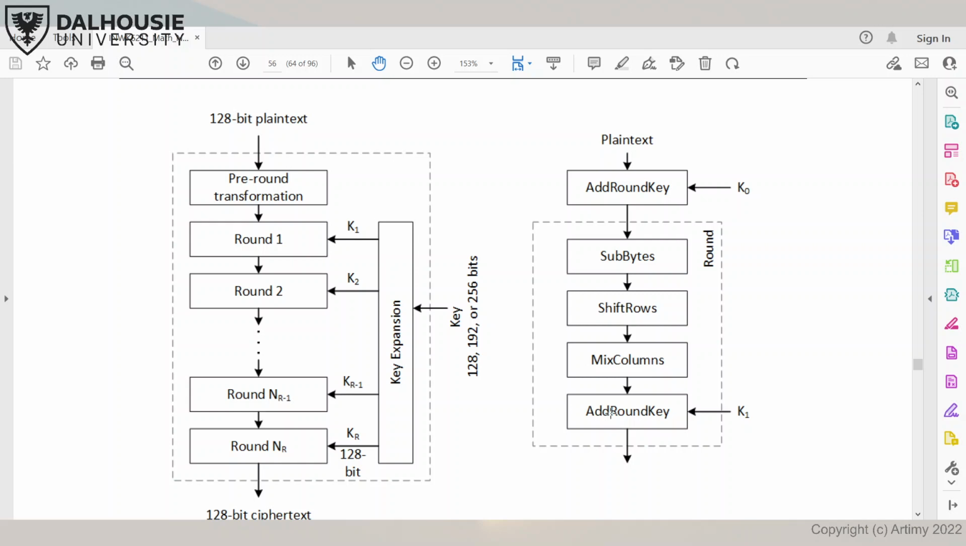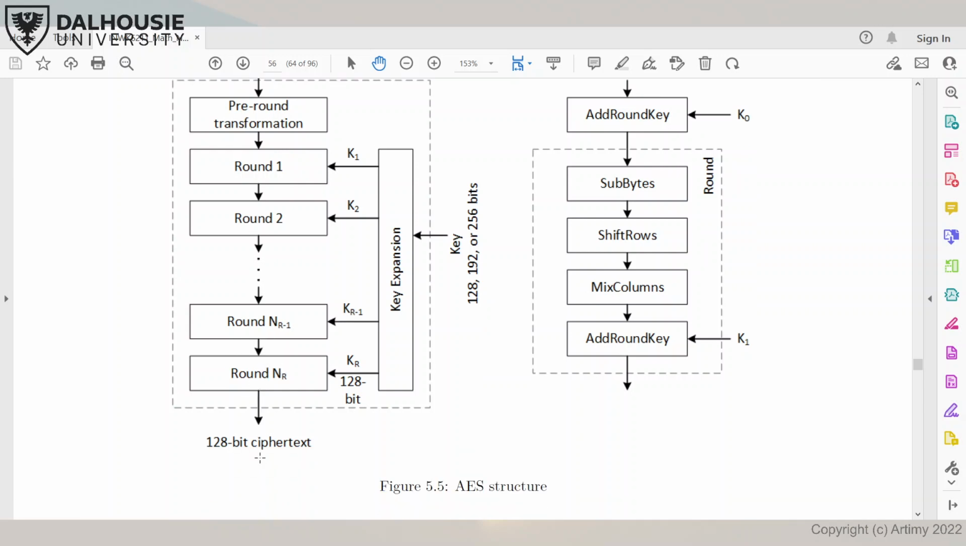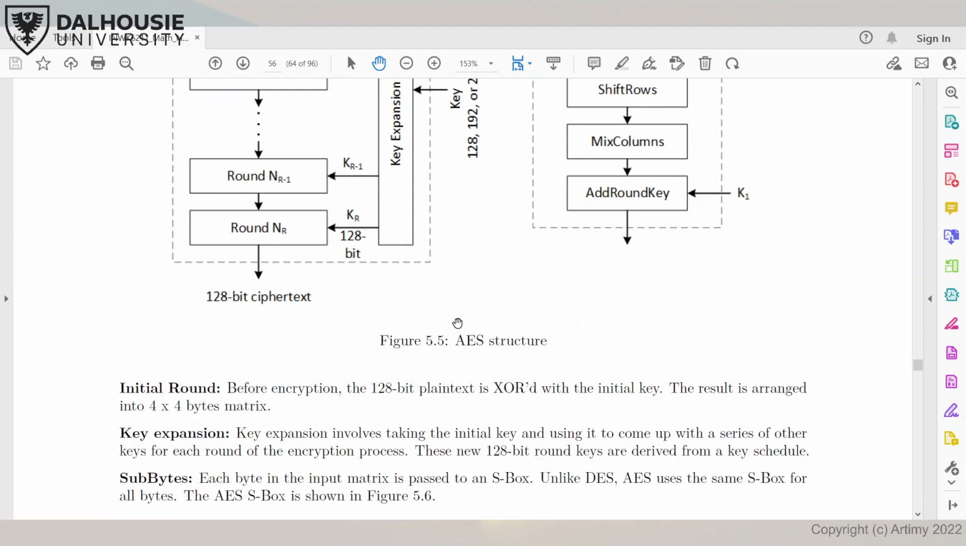By the way, adding and XORing are the same thing, right? In modulo 2, add and XOR is the same thing. So you can just simply think of it as XOR with the key. So that repeats. The last round is slightly different. The last round doesn't have the mix column. So I didn't draw it here, but it's just missing the final multiplication here.